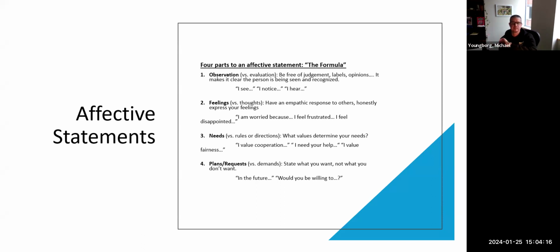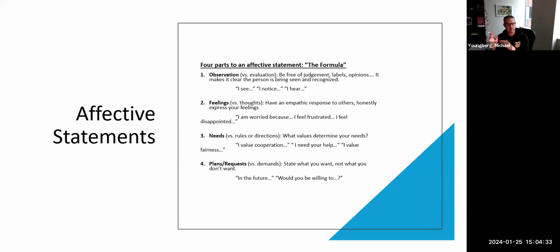So that plan and request piece, finally at the end, you're asking, in the future, would you be willing to, right? So you're essentially being able to say, hey, I've seen that this has happened. This is how I feel. And in the future, expressing what you need or what you plan to happen next.